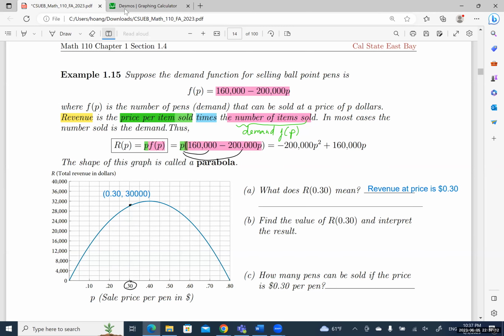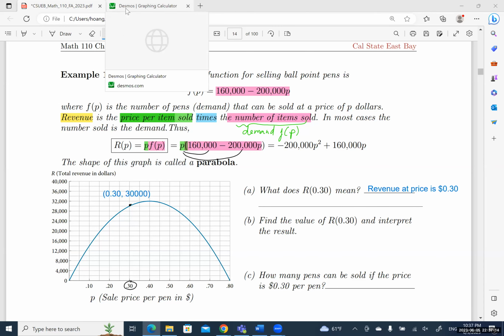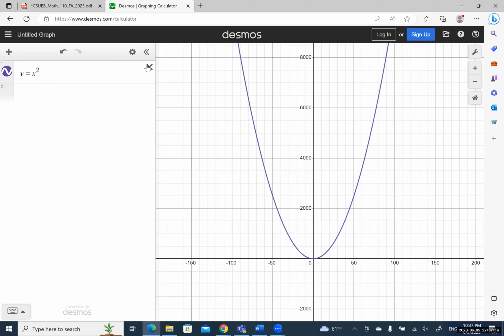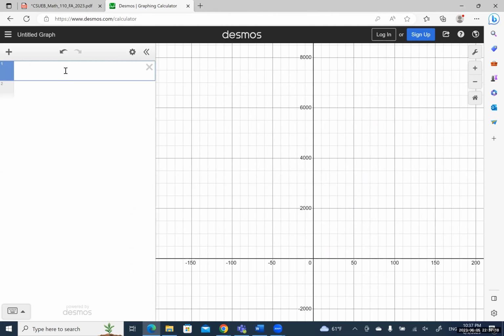So let's go ahead and get into the decimal and I'll show you. Okay. So first you need to type in P. I think P doesn't work in decimal. Let's check that.